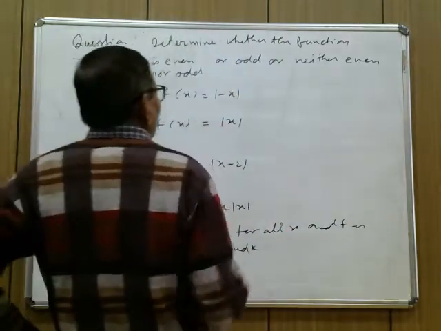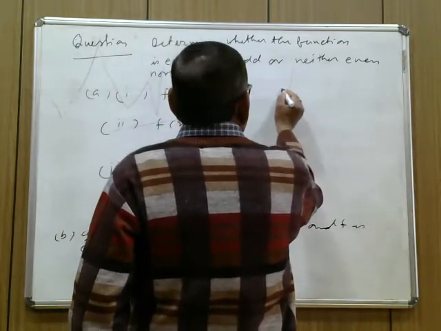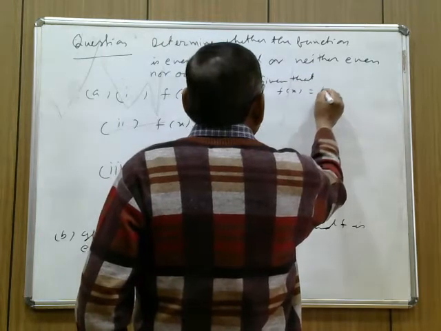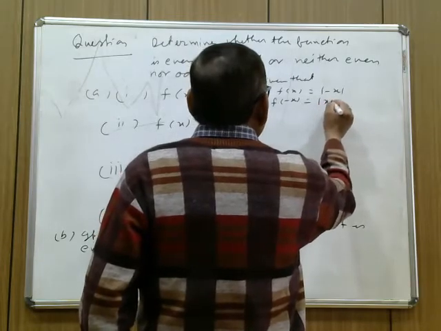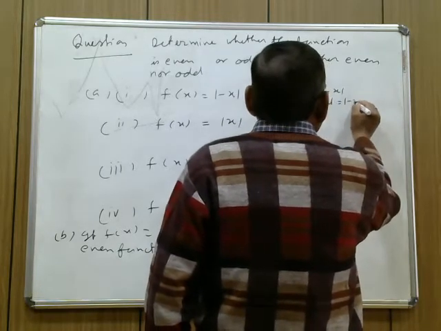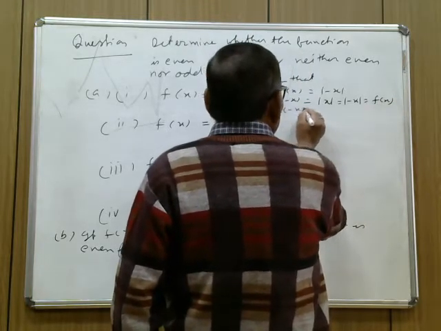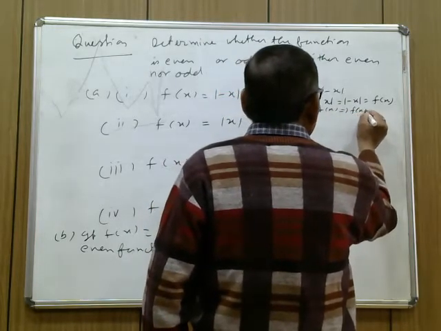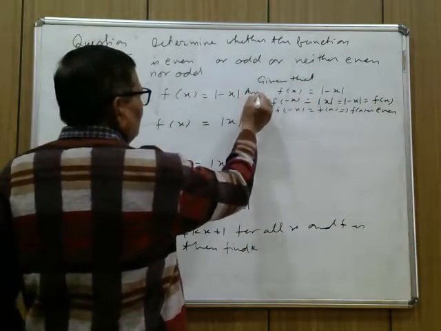A: f(x) is equal to mod of minus x. Given that f(x) is equal to mod of minus x, now you find f of minus x for that. So that is equal to mod x. This is equal to mod of minus x, that is equal to f(x). So here f of minus x is f(x), implies that f(x) is even. That is the answer of the first.